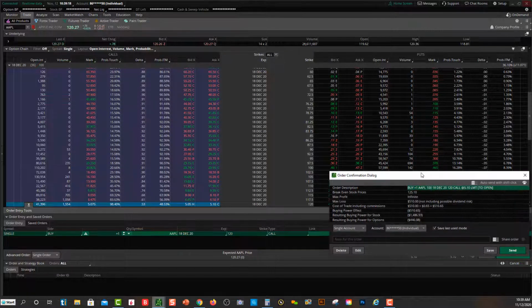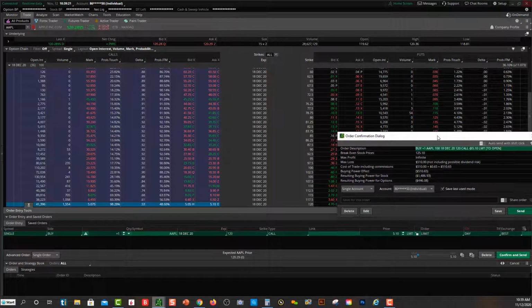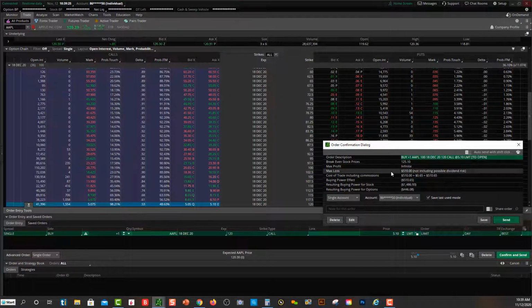So if I click confirm and send before I place this order, let's do the breakdown and see how this all breaks down. So right here, I'm buying one options contract of Apple, which is the equivalent of 100 shares, with a December 18th, 2020 expiration date right over here where the expiration date is. $5.10 is the price I'm paying, $5.10 times 100, right? Because each options contract is 100 shares. So that's why it says right here, max loss is $510. So that's the $5.10 times 100, and that's how I come up with the max loss.